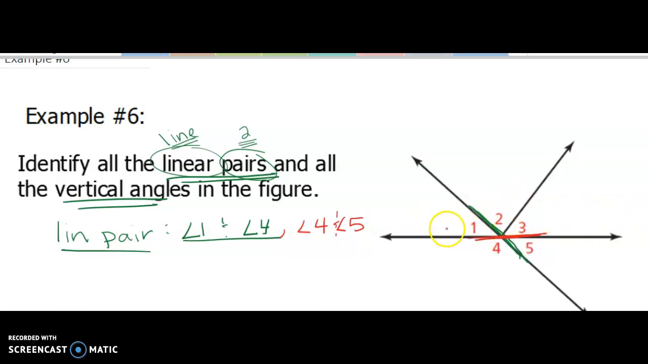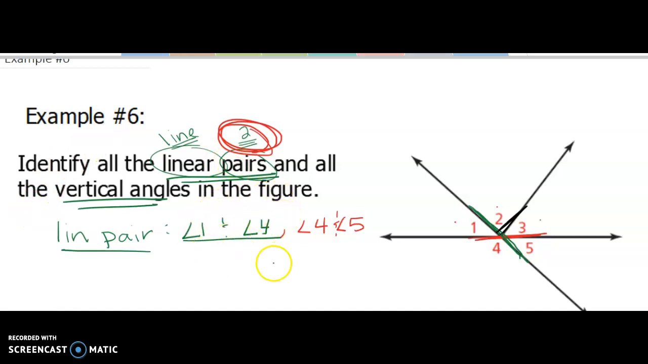Now I'm asking you, what about angles 1, 2, and 3? Would that be a linear pair? Angles 1, 2, and 3 would not be a linear pair, remember, because pair implies two. Okay? And then this line here doesn't go all the way through, so this is it for linear pairs. There's just two sets of linear pairs.